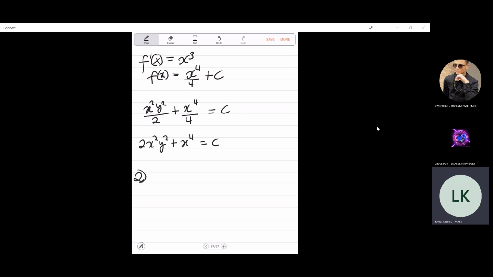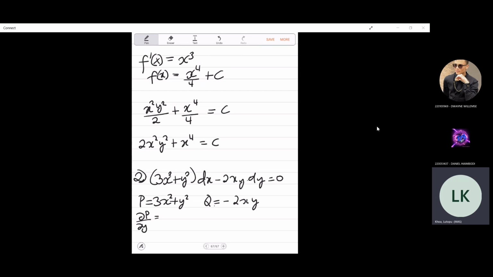Another example, we have to solve this differential equation, (3x squared plus y squared) dx minus 2xy dy is equal to 0. So our p here, this is 3x squared plus y squared, and our q is negative 2xy. So we can differentiate each of them and see if they are equal, then we'll know if it's exact or not. So we have dp dy, this is 2y, and dq dx, this is minus 2y. So clearly these two are not equal, so it's not exact.